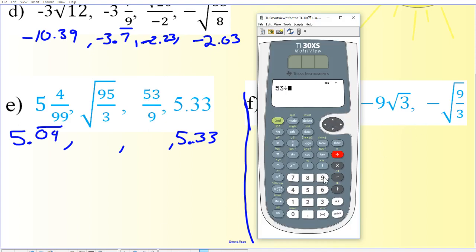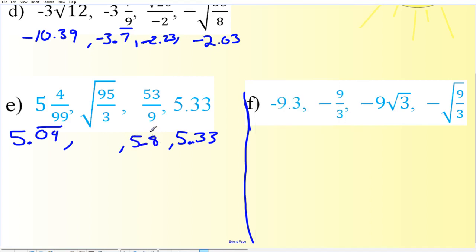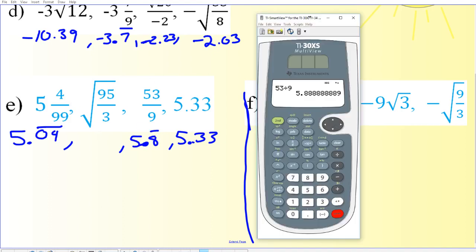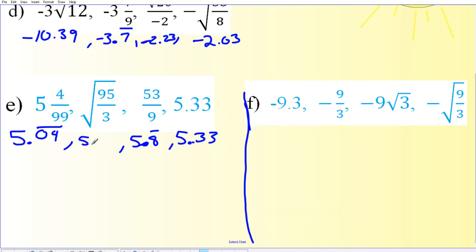53 divided by 9 is 5.88888888. Calculator rounds. Ignore it. So 5.8 repeated. Square root of 95 thirds. Clear, clear. Second, square root, 95 fraction 3 equals 5.627. All right, they're all decimals.